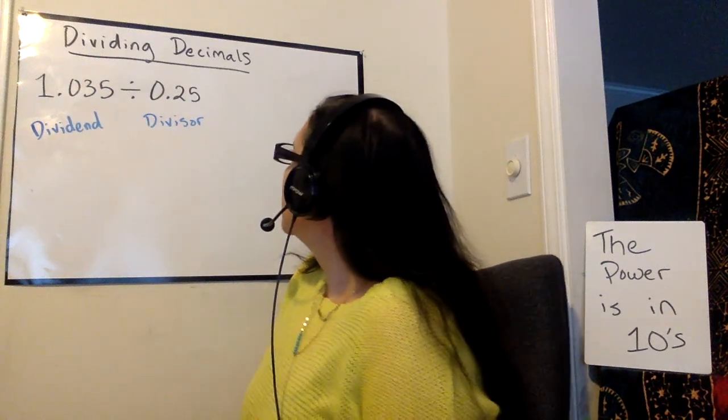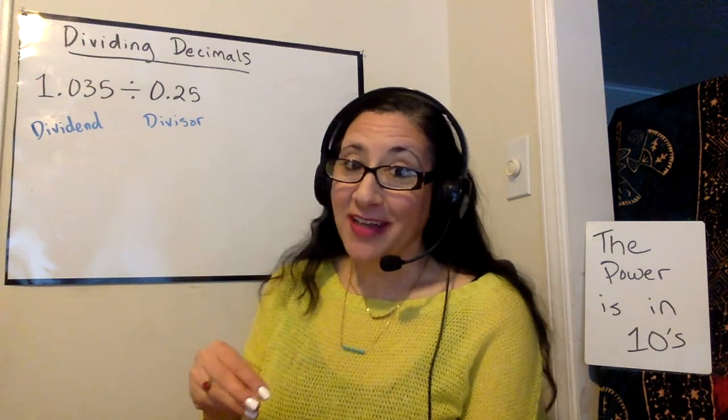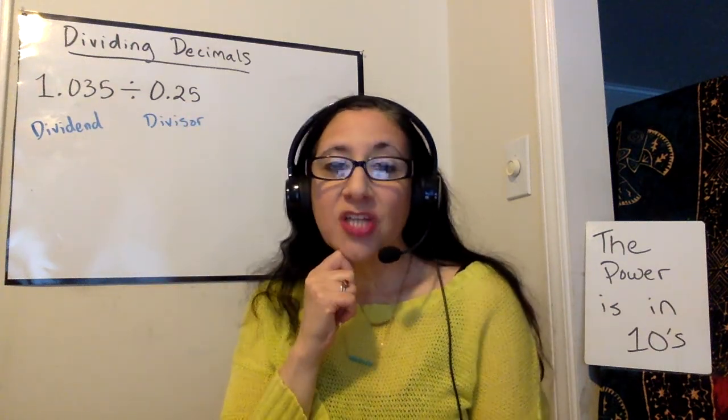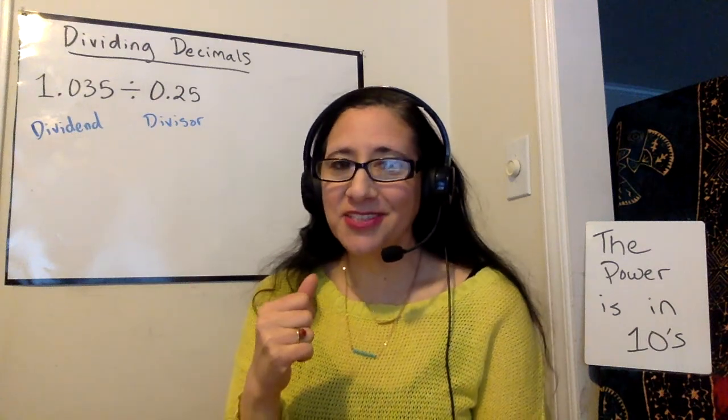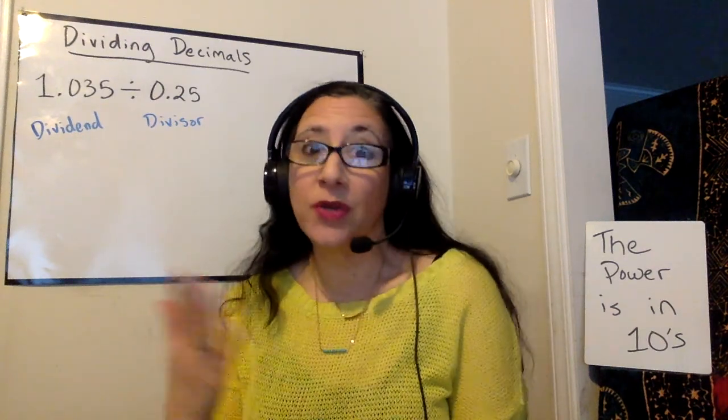Okay. The number one thing to remember about dividing decimals is my divisor cannot have a decimal point. So I have to get rid of it. But I can't just get rid of it. I have to move it. And how do we move it?